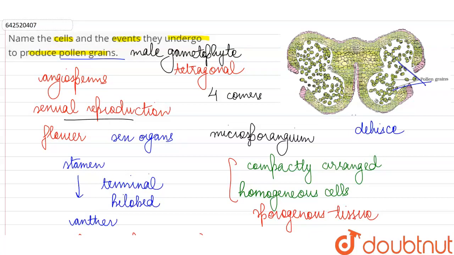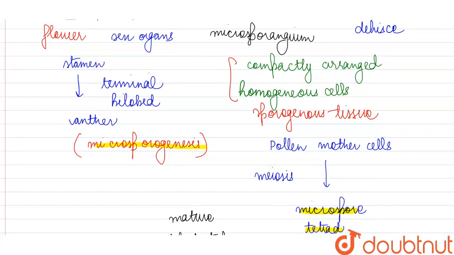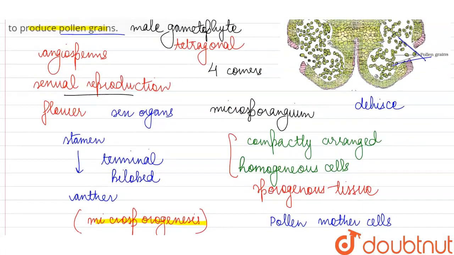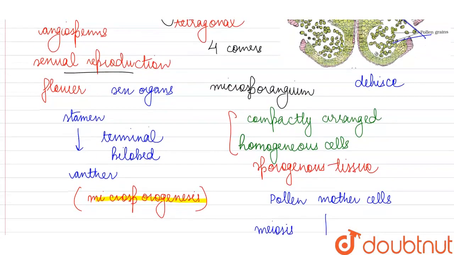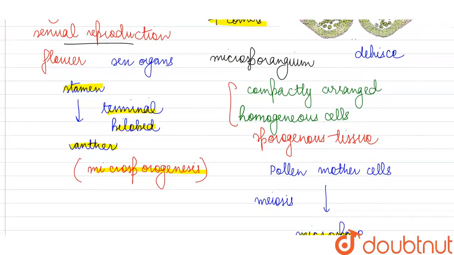So what are the different cells and the events in the formation of pollen grains or in microsporogenesis? We see that microsporogenesis takes place inside the terminal bilobed part of the male sex organ of the stamen, which is known as anther. Now the anther is tetragonal. It has 4 corners, and in each of these corners we see a structure called microsporangium, inside which we are going to find masses of compactly arranged homogeneous cells known as sporogenous tissue.